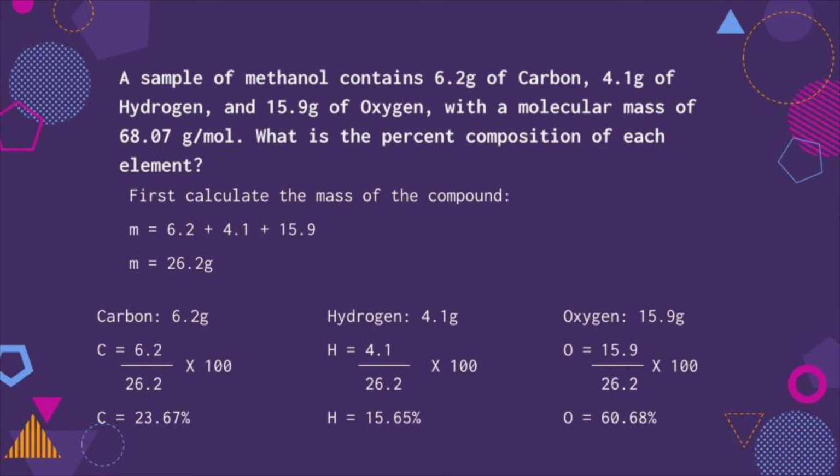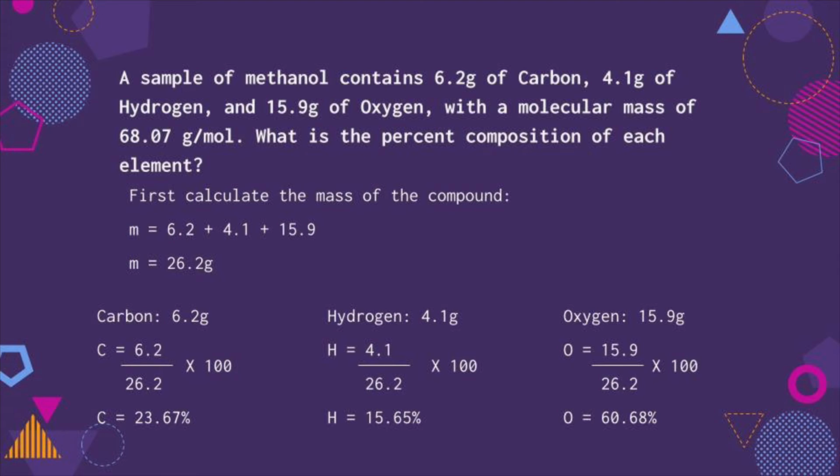A sample of methanol contains 6.2 grams of carbon, 4.1 grams of hydrogen, and 15.9 grams of oxygen, with a molecular mass of 52.073 grams per mole. What is the percent composition of each element?